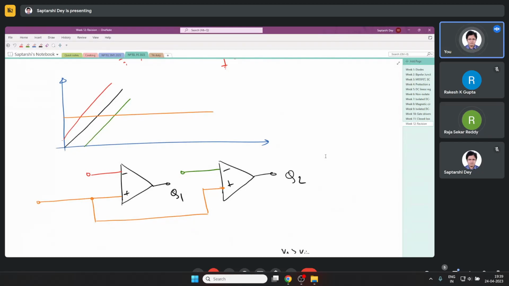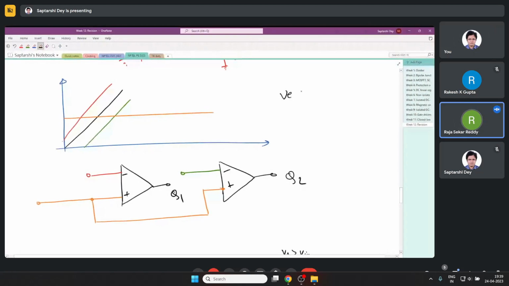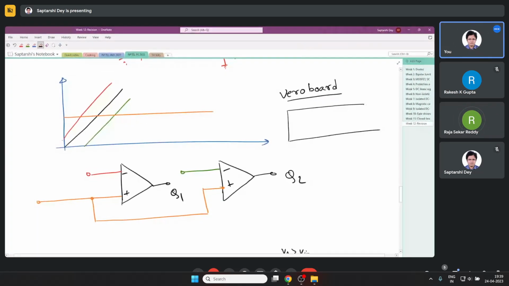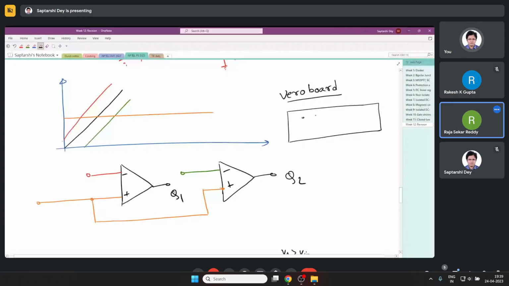Now, all these things you can make in analog on a PCB or Vero board. Have you ever used Vero board? You should start using these things if you want to pursue your career in power electronics. Vero boards are, say, if you look at it from the top, you will see holes in this fashion.